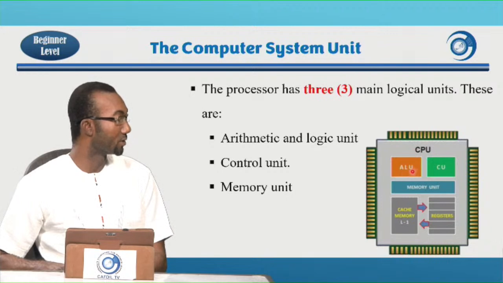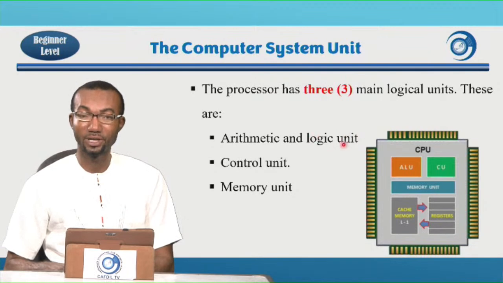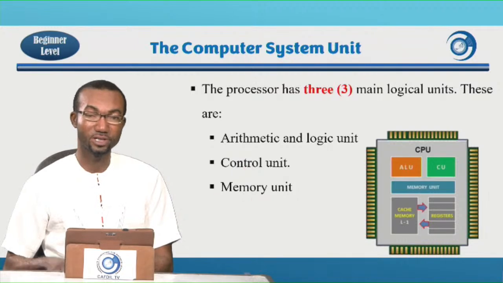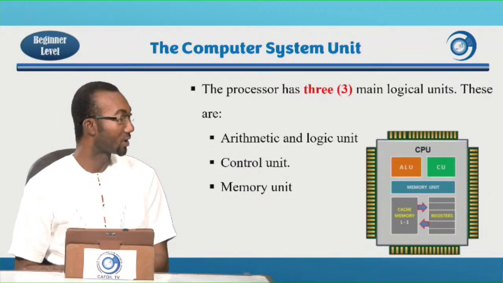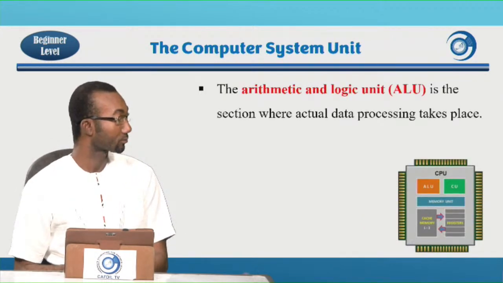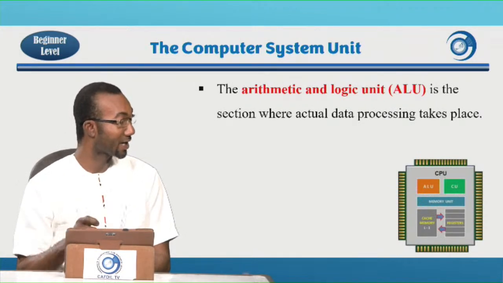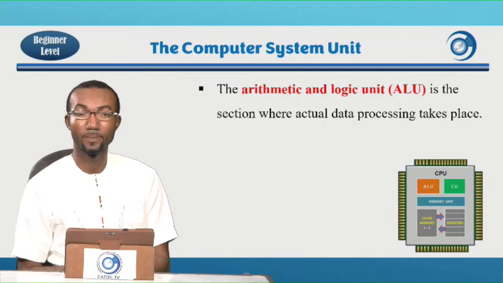You have the ALU, that's the arithmetic and logic unit. You have the CU, that is the control unit. And then you also have the memory unit. So these are the 3 main units of the CPU: arithmetic and logic unit, control unit, and memory unit. So viewers, let's take them one by one and look at what they all do to help the CPU perform its function. The first one is the arithmetic and logic unit, and it's a section where actual data processing takes place.